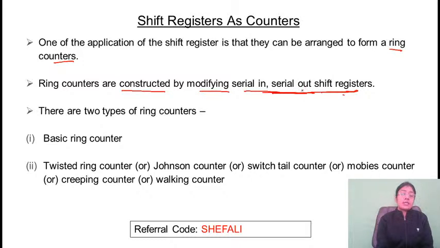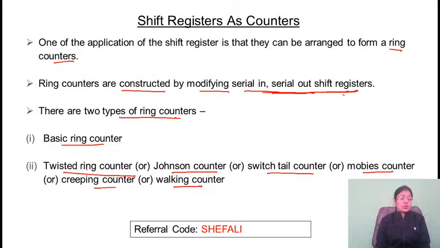So this can be asked in 1 mark that which of the following registers is used to construct the ring counters? It's serial in, serial out, serial in, parallel out, parallel in, serial out, parallel in, parallel out. So clearly the answer is serial in, serial out. Now we have already talked about types of ring counters. These are basic ring counter and twisted ring counter. Twisted ring counter is also known as Johnson counter, switch tail counter, creeping counter, or walking counter.